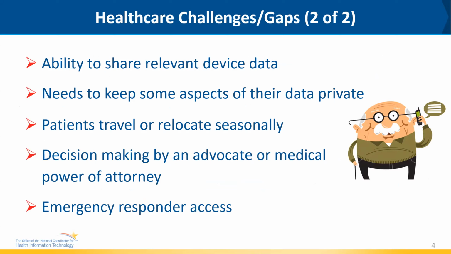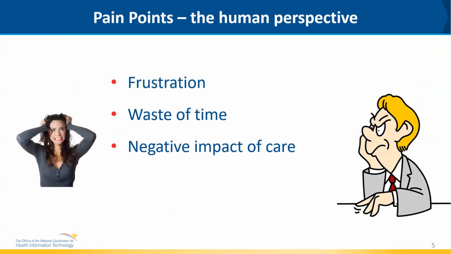Care coverage transitions, as parents travel or relocate seasonally, are not easily accommodated. Patients need the ability to delegate decision-making to an advocate or medical power of attorney. And then we have all of the emergency responder use cases. By solving these challenges, we will empower patients to be more engaged in their own health and have more control and transparency in accessing care. We will empower caregivers to provide better care when patient data is available seamlessly. Together, these will reduce the cost of providing health care while improving patient care.